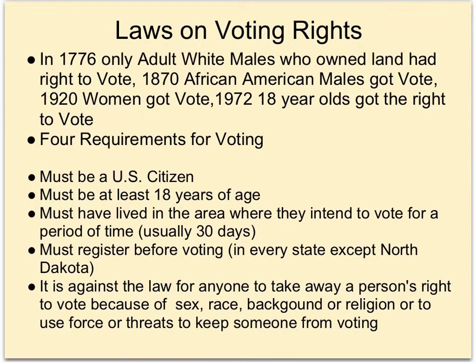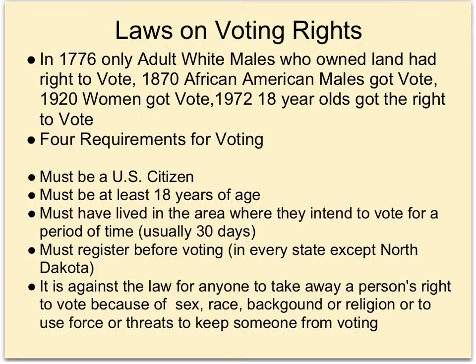Laws on voting rights. In 1776, only adult white males who owned land had the right to vote. In 1870, African American males got the vote. In 1920, women got the vote. And in 1972, 18-year-olds got the right to vote.